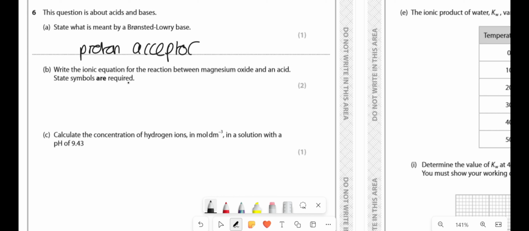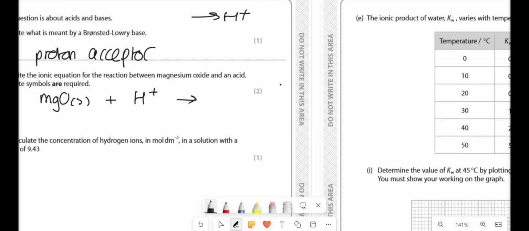It says write the ionic equation for the reaction between magnesium oxide and an acid. State symbols are required. So magnesium oxide is going to be MgO solid. And we're reacting with an acid. An acid is a proton donor, meaning it's going to shove out H+. It's going to be plus H+, and then we need to think about what's happening to this magnesium oxide. So this is a solid magnesium oxide.